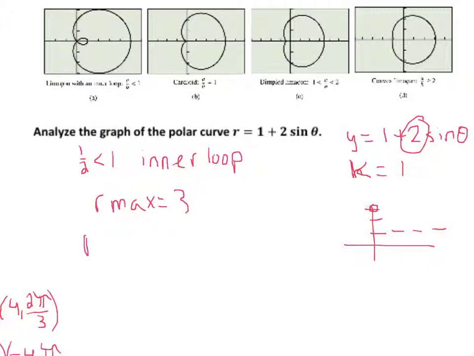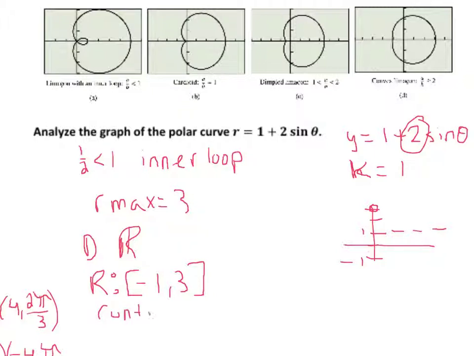What's the domain of this function? All real numbers. What's the range? Well, look at this graph. So if there's the 0, it's at 1. If I go down 2, I'm at negative 1. So the range is negative 1 to 3. Okay. It's continuous because there's no break in it, so we say continuous.